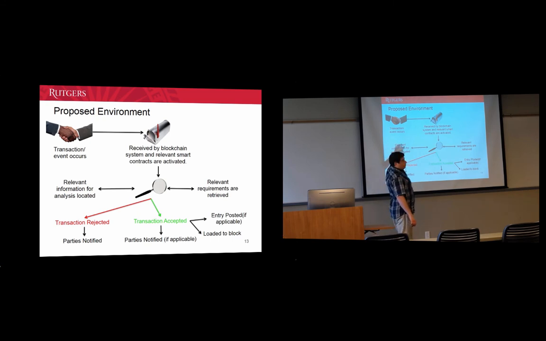Pretty much it's looking to see all the relevant information. Where is it located? It retrieves all the requirements from the smart contract, and then it either rejects the transaction and notifies the parties if the smart contract conditions are not met, and if they are, it's accepted. So you might want to still notify people, like, hey, we're going to make this payment because everything's okay. Then what happens is the entry gets posted, it gets loaded into the block.